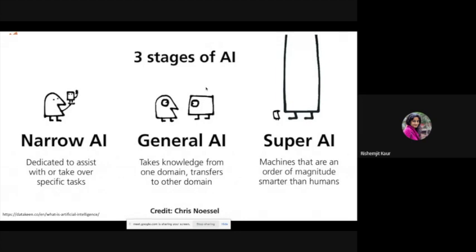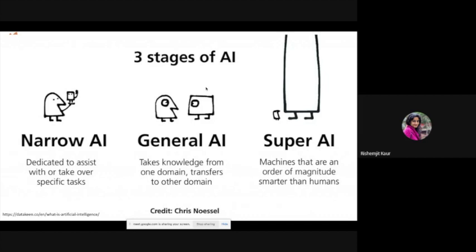So we are mostly in the domain of narrow AI. But the most important characteristic, or something that we aim to target, is generalization ability. As I was saying, the current AI algorithms are superior in performance to humans only in a particular domain or in a very restricted task.